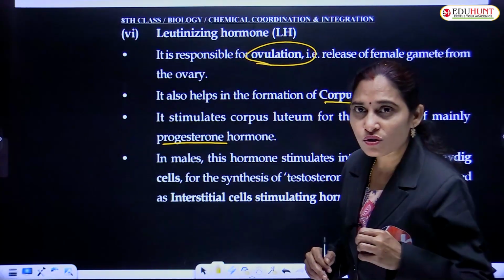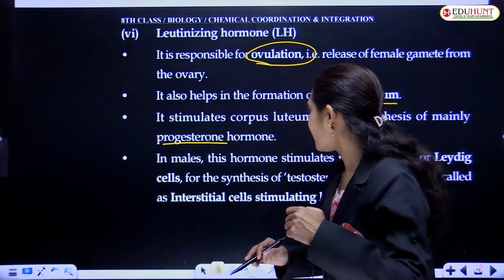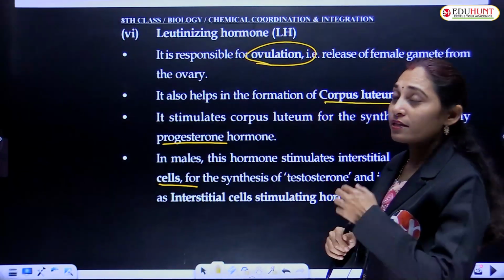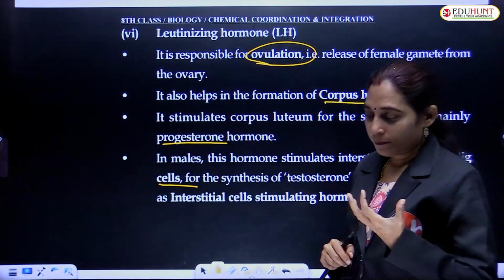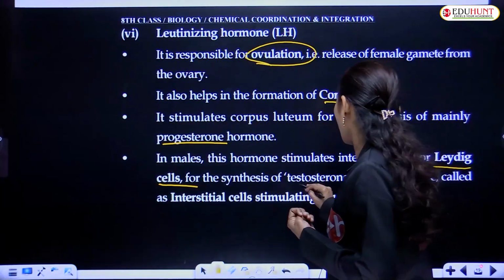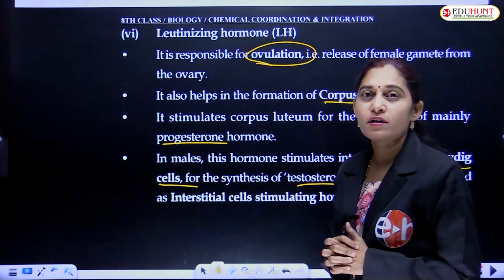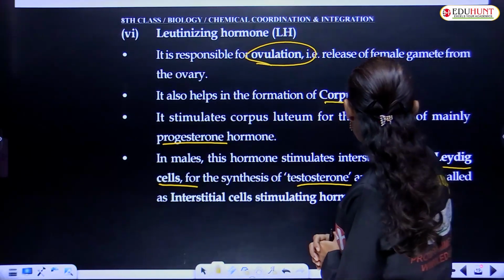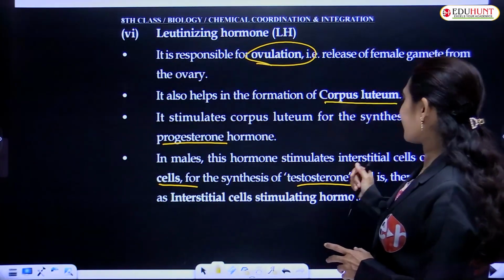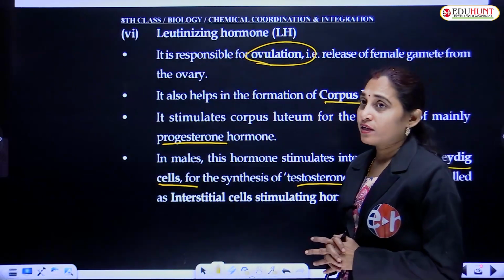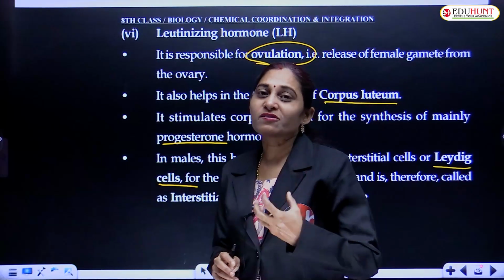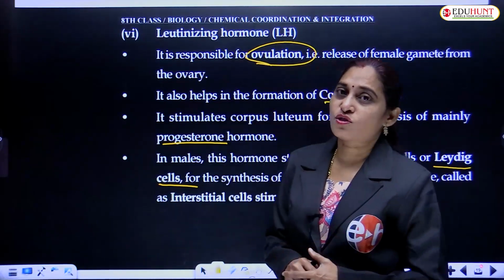Interstitial cells, also known as Leydig cells, for the synthesis of male hormone called testosterone. Testosterone is a male hormone which is synthesized by the Leydig cells. Luteinizing hormone stimulates the synthesis of testosterone.